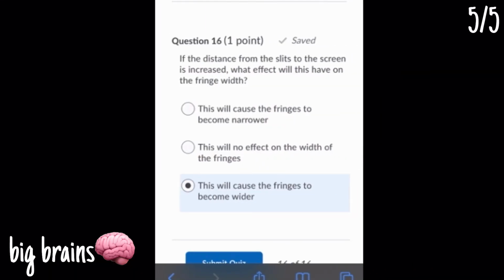If the distance from the slits to the screen is increased, what effect will this have on the fringe width? It will cause the fringes to become wider. The screen is what's showing you the lights, where the bands appear. So if you add more distance between the slits and the screen, then it's going to make your fringes wider.